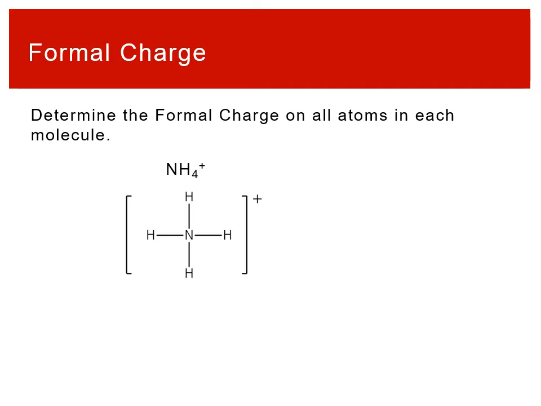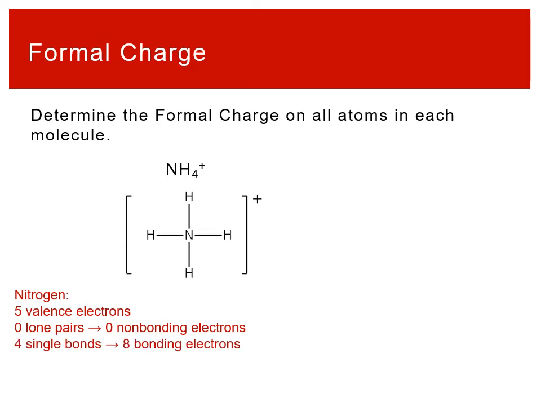Okay, ammonium, NH4+. Let's take a look at the nitrogen atom here. 5 valence electrons like normal. There's no lone pairs around that nitrogen. And it's in 4 single bonds for a total of 8 bonding electrons. So if we look at the formal charge, 5 minus 0 minus 1/2 times 8, that gives it a total of +1 for its formal charge. This is where we're starting to get a first non-zero value, and that's because we know nitrogen usually forms 3 bonds and has 1 lone pair.